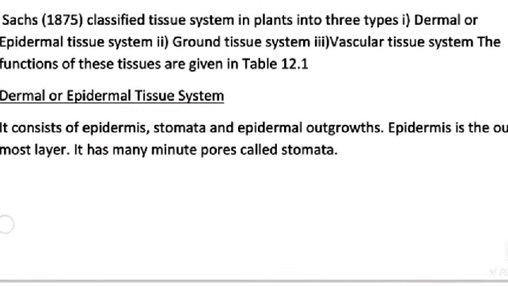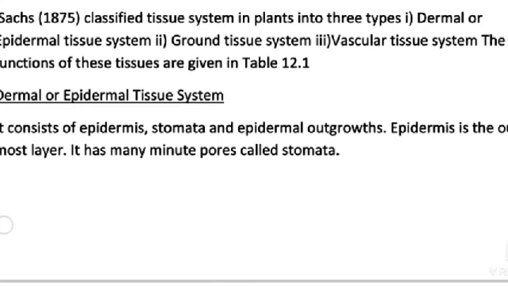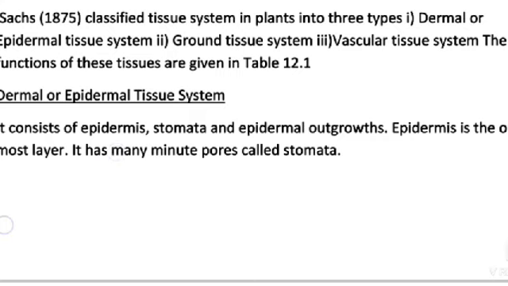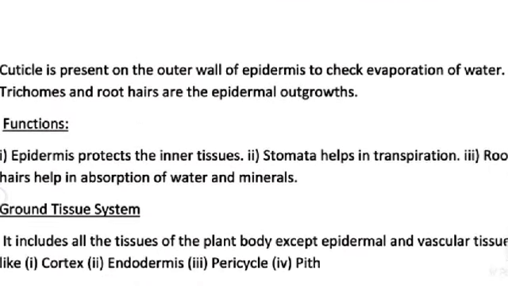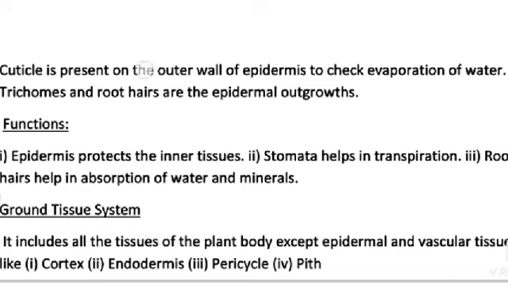Dermal or epidermal tissue system. It consists of epidermis, stomata and epidermal outgrowths. Epidermis is the outermost layer. It has many minute pores called stomata. Cuticle is present on the outer wall of the epidermis to check evaporation of water. Trichomes and root hairs are the epidermal outgrowths.